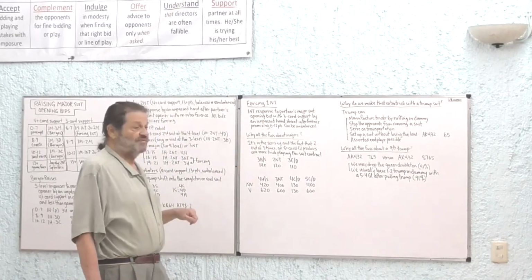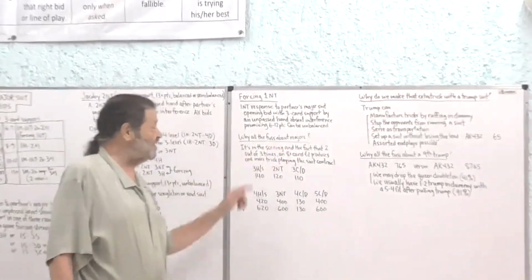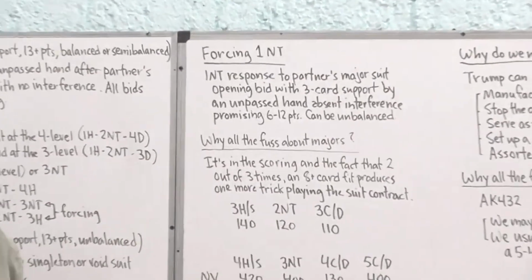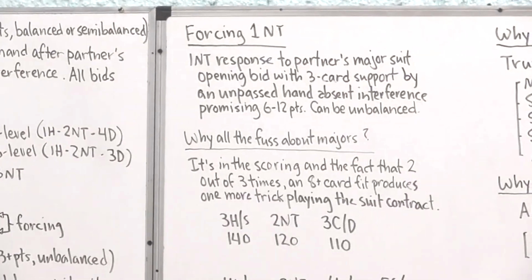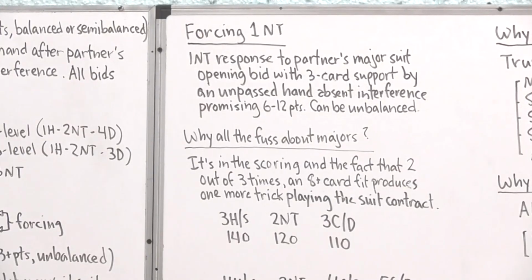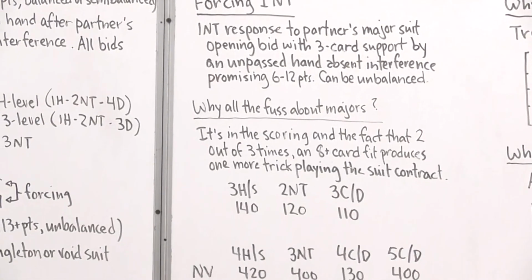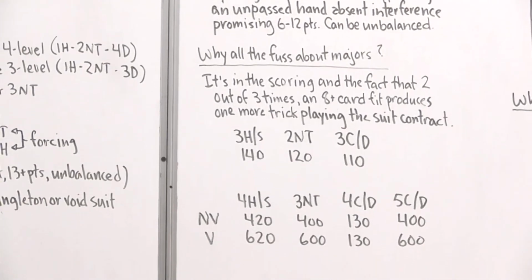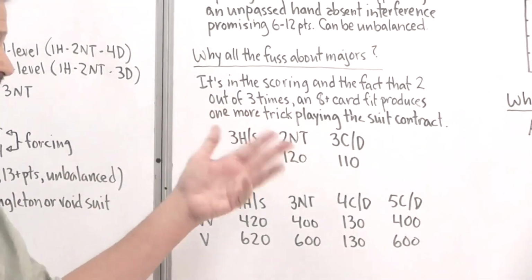So why all this fuss about the majors? It's in the scoring and the fact that about 2 out of 3 times, if you have an 8-card or longer fit, and you have a choice of either playing in that suit or no trump, about 2 times out of 3 you'll make an extra trick. Not always. Sometimes you make the same number of tricks. But let's look at the scoring.